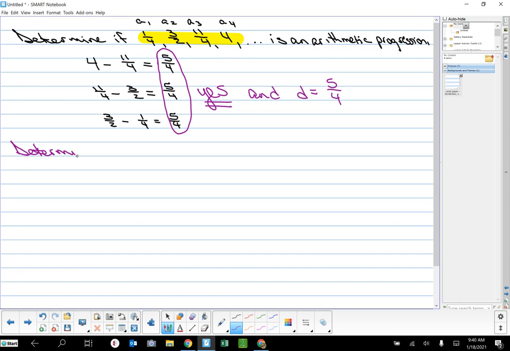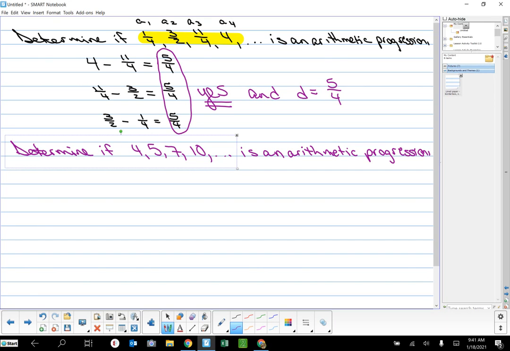Determine if 4, 5, 7, 10, etc. is an arithmetic progression. Okay, so this guy, if you look here, you've got a difference of 1 between them, 2 between them, 3 between them. And because these are all different, no, this is not an arithmetic progression.